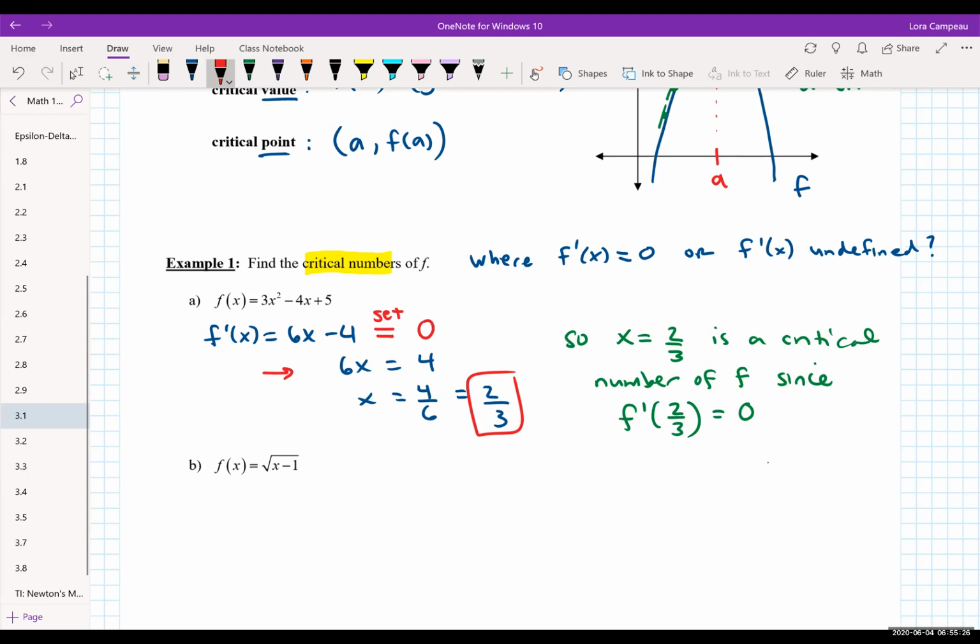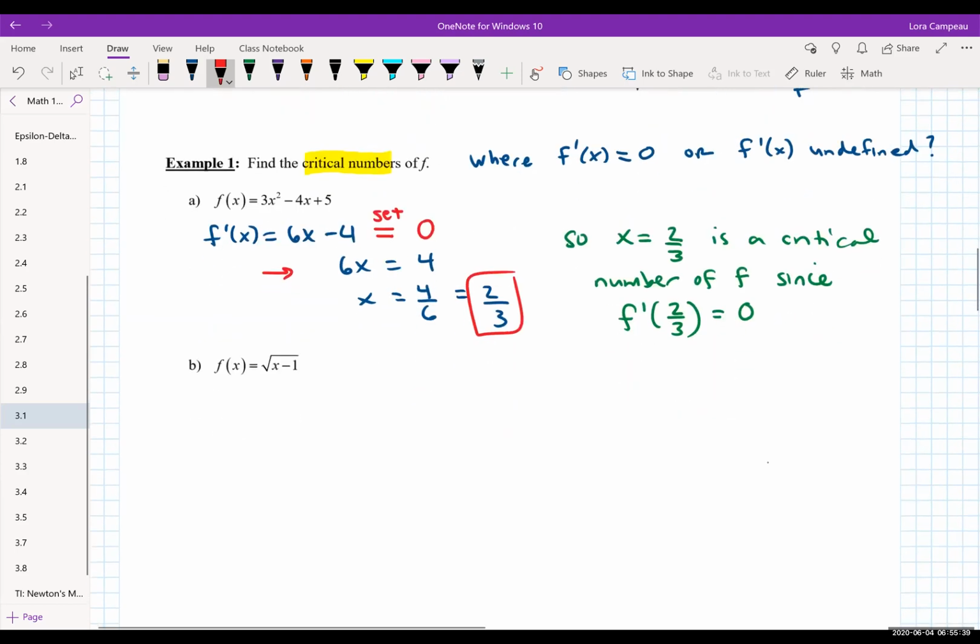Now that we understand the concept of critical numbers, what we want to make sure of is that we can apply this to all the different functions we've ever seen in chapter 2. That's where part B comes into play.